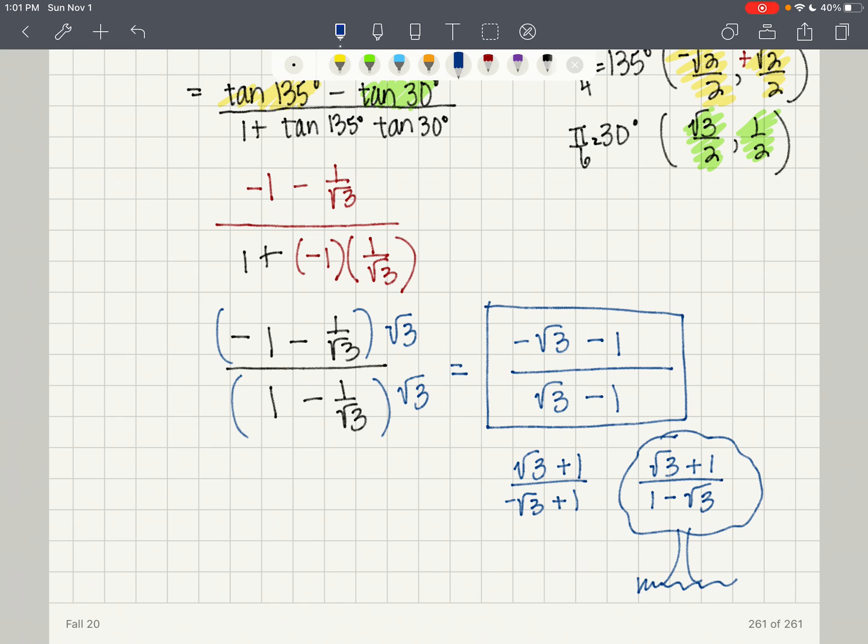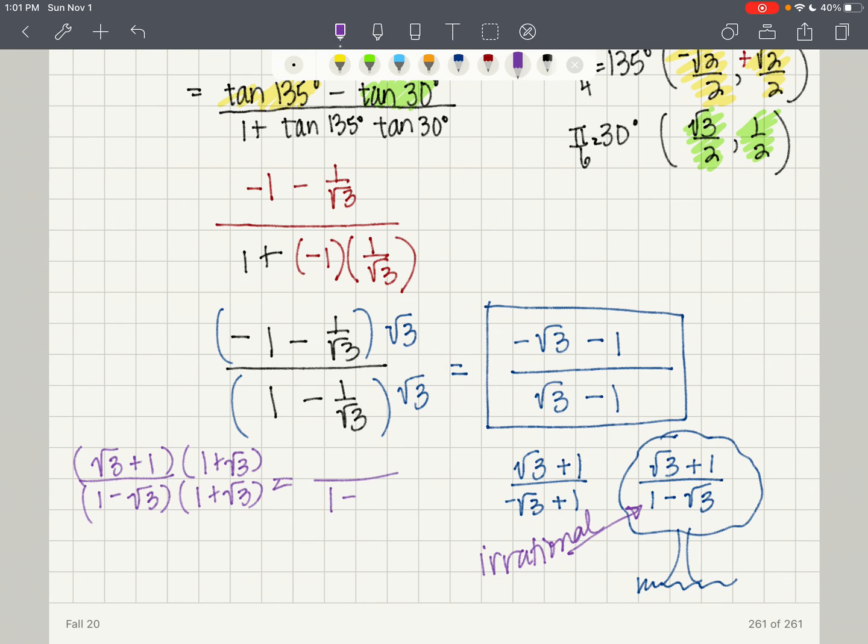I would be okay with you leaving it like that, but this is irrational. So we'd have to rationalize that irrational denominator. So I'd have the square root of 3 plus 1 over 1 minus the square root of 3. I'd have to multiply by the conjugate to rationalize that denominator. In the denominator, I'm going to end up with 1 minus 3, which is negative 2.